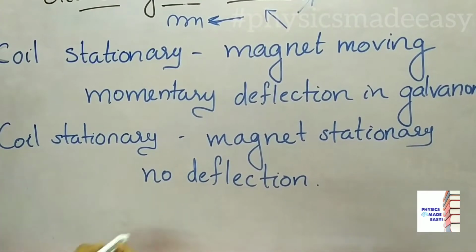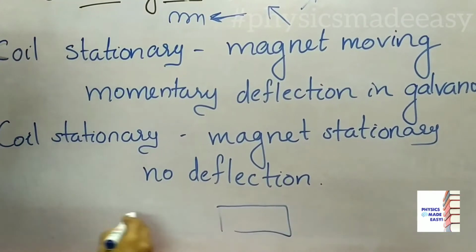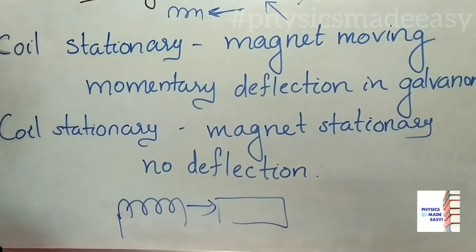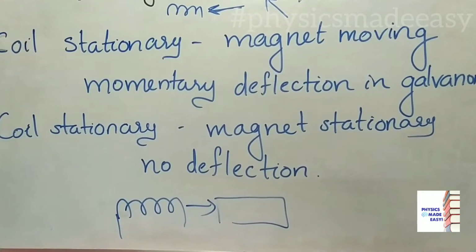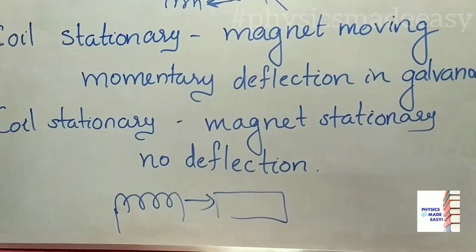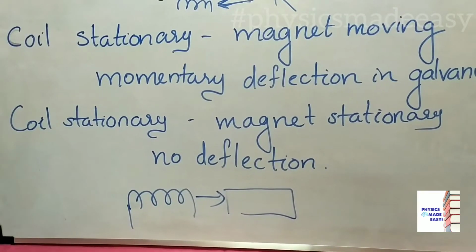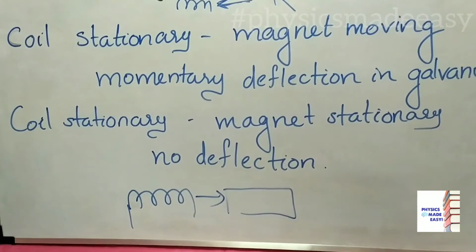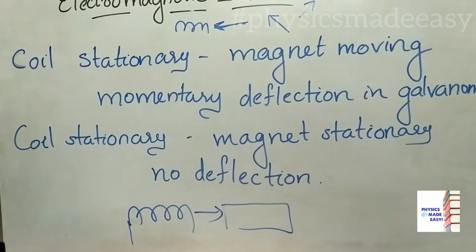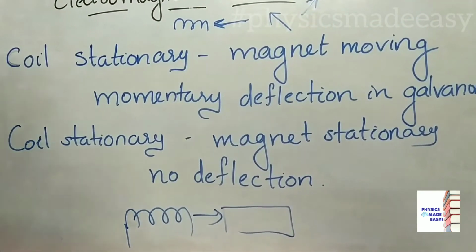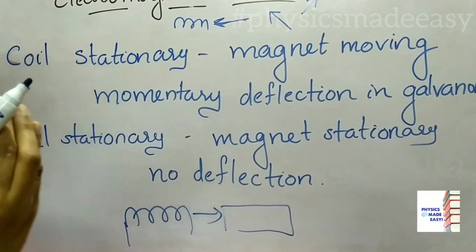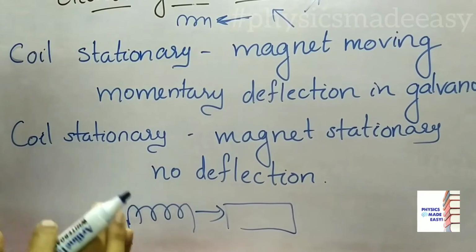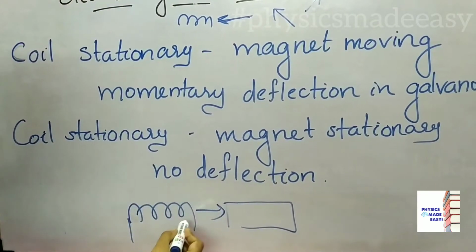In the same way, if this magnet is stationary and the coil is moving towards the magnet, that time you can see that the galvanometer is deflecting. There will be a momentary deflection. Why this word momentary? If that coil is moving, at that moment you can see the galvanometer deflecting. If that coil is not moving, no deflection in that galvanometer.